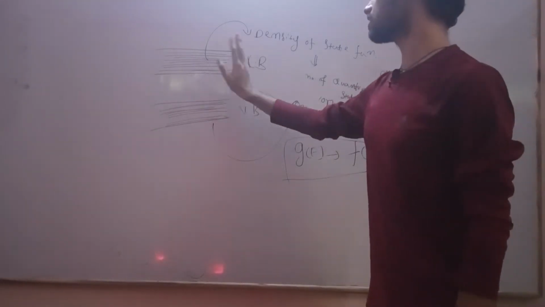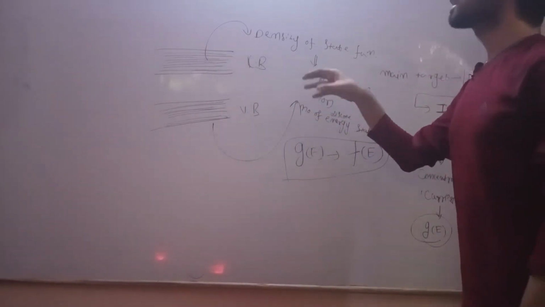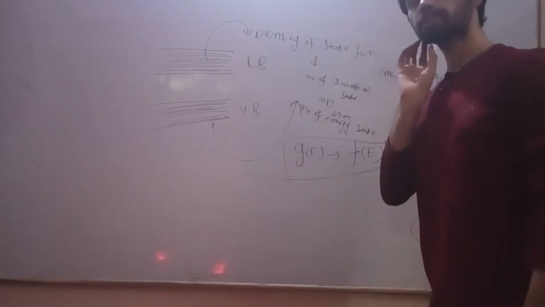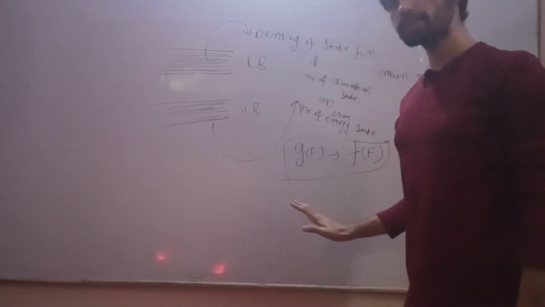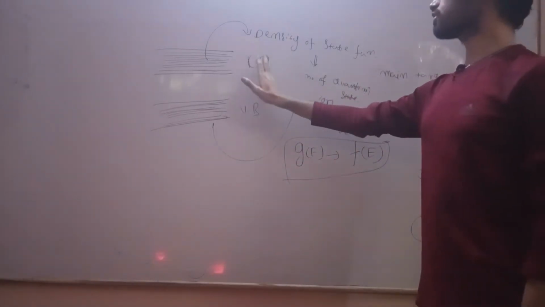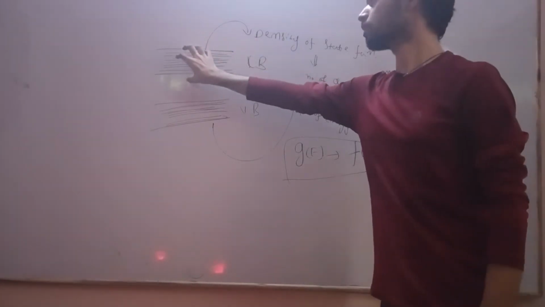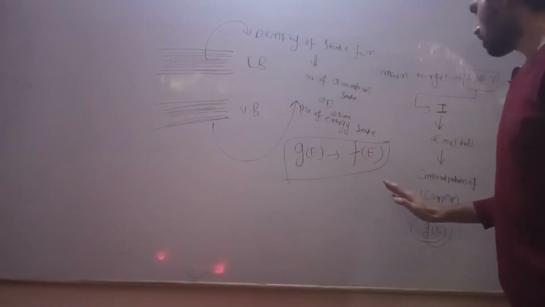If the extrinsic semiconductor is an n-type semiconductor, it means there is a donor impurity. Then there is no need to determine the density of states in the valence band. You only determine the density of states in the conduction band, which is nothing but the number of allowed quantum states, which is a function of energy.